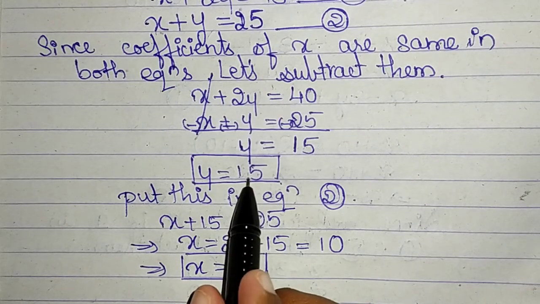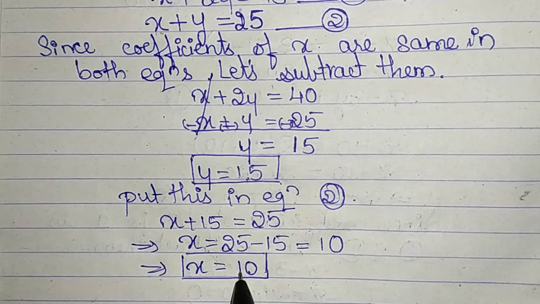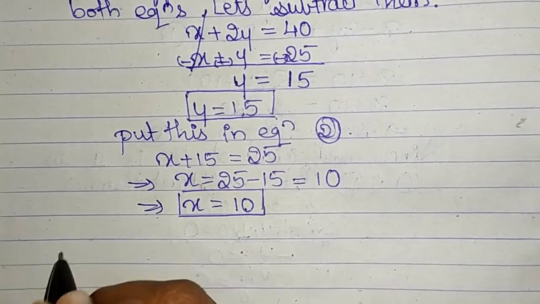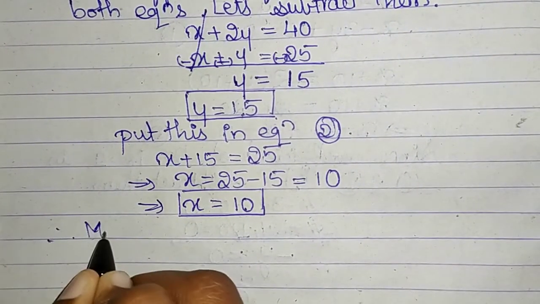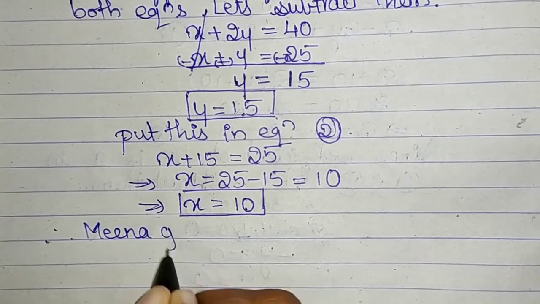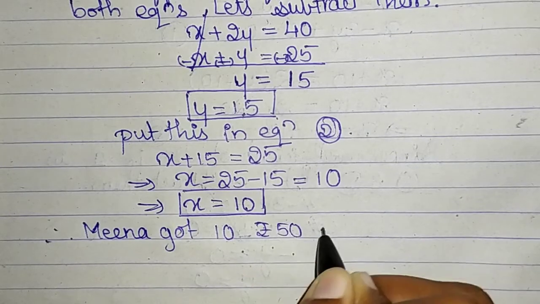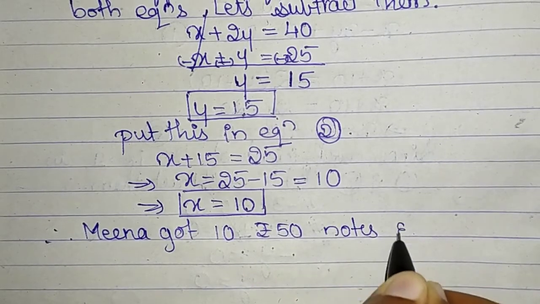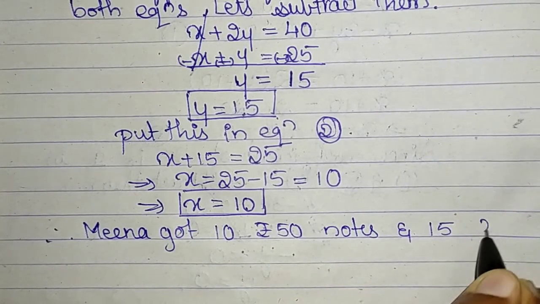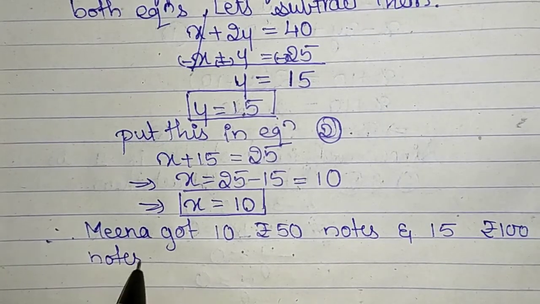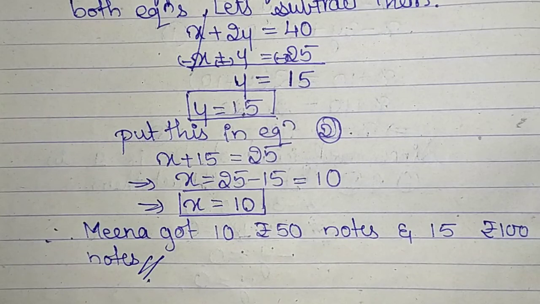It matches up. 15 into 100, 1500 rupees. 10 into 50, 500 rupees. 1500 plus 500, she withdrew 2000 rupees. Therefore, Meena got 10 50-rupee notes and 15 100-rupee notes. This is the required solution.